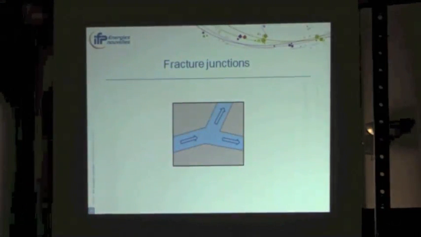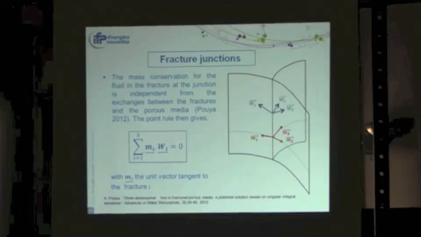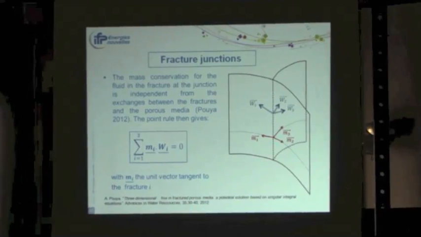What goes on for the fluid at the junctions? As Benoit showed yesterday, we can use a point rule. This is a non-trivial result, because at a point of the junction, you also have exchanges between the different fractures and the matrix. This result is very easy to implement. It's exact for the 2D case, and it's an approximation for the 3D case. So we'll rely on this for the behavior of the fluid at a fracture junction.